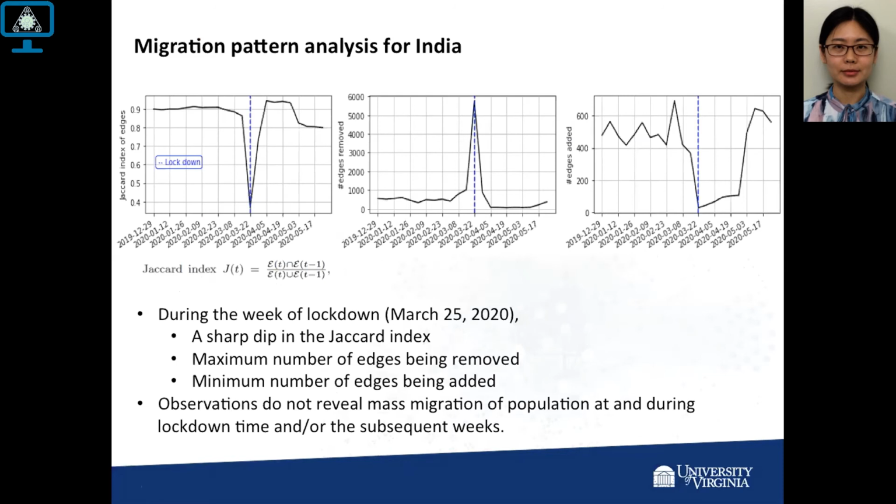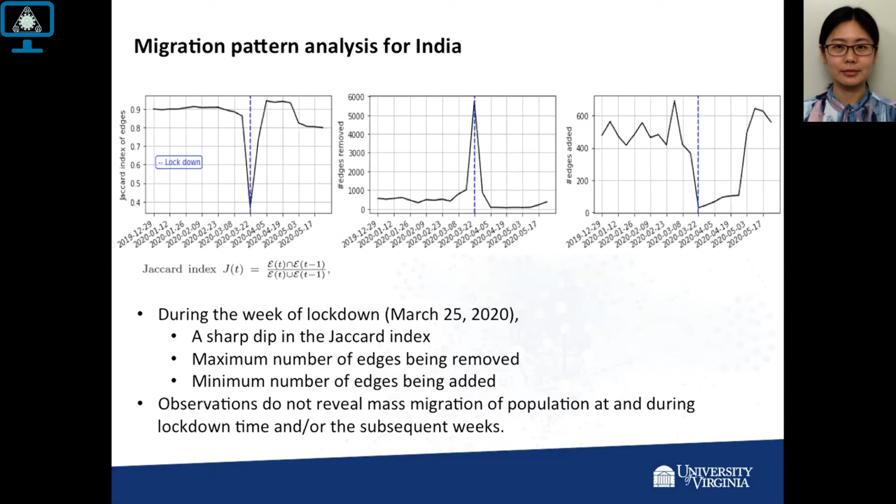And we analyze the migration pattern for India using the Jaccard index, the number of edges removed and the number of edges added along the weeks. We can observe that during the week of lockdown, there is a sharp dip in the Jaccard index and a maximum number of edges being removed and a minimum number of edges being added. All this shows, which is consistent with the observation, that there is flow reduction just because of the lockdown order.